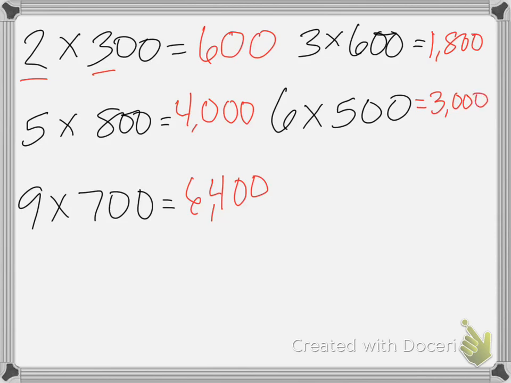Okay. If you notice, each of these numbers has 2 zeros, at least, after the answer of the 2 digits. So 5 times 8 is 40, and then there's 2 extra zeros at the end. 9 times 7 is 63, 2 zeros at the end.